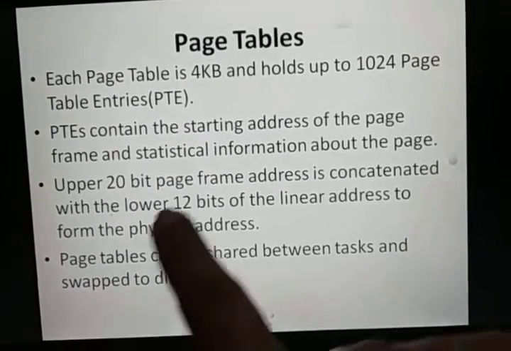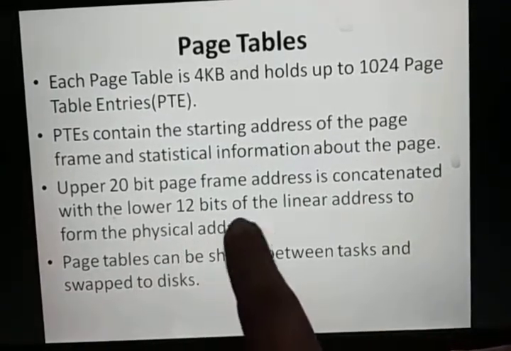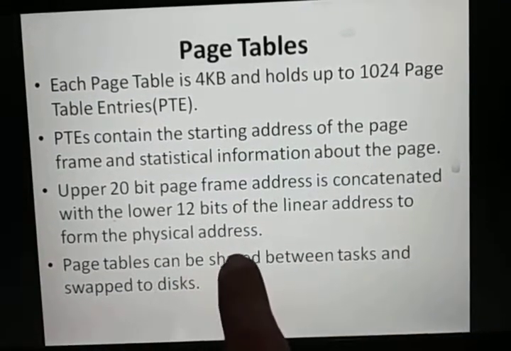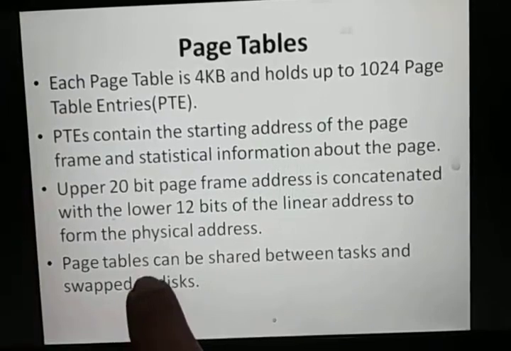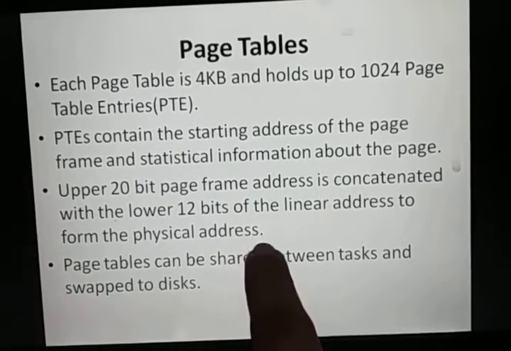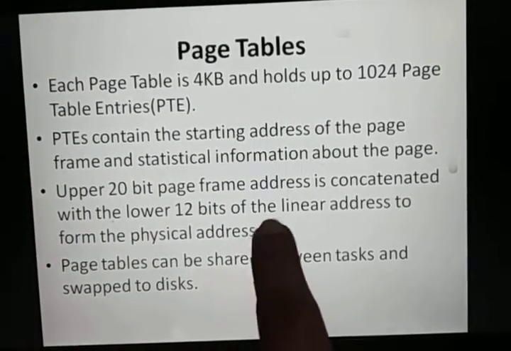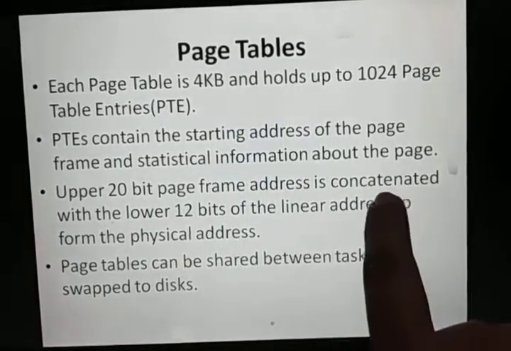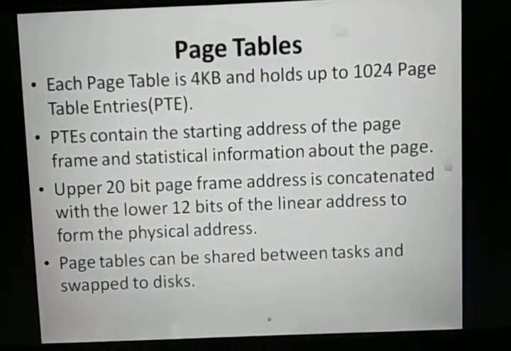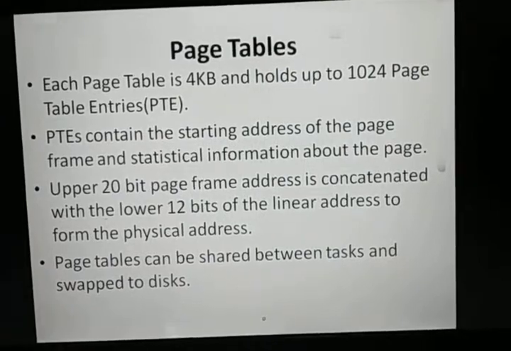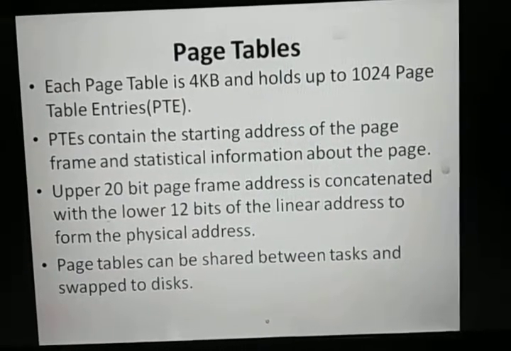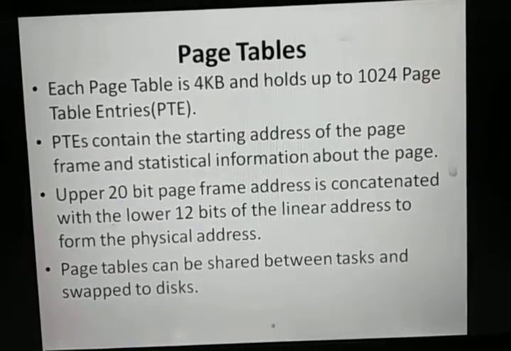So the upper 20-bit page frame address is concatenated with the lower 12 bits of the linear address to form the physical address. 10 bits for the directory, 10 bits for the page table. So the total is 20 bits, and when we combine these 20 bits with the 12-bit part, we define the physical address. So 2 to the power 20 times 2 to the power 12 is equal to 2 to the power 32, and 2 to the power 32 means 4 GB.